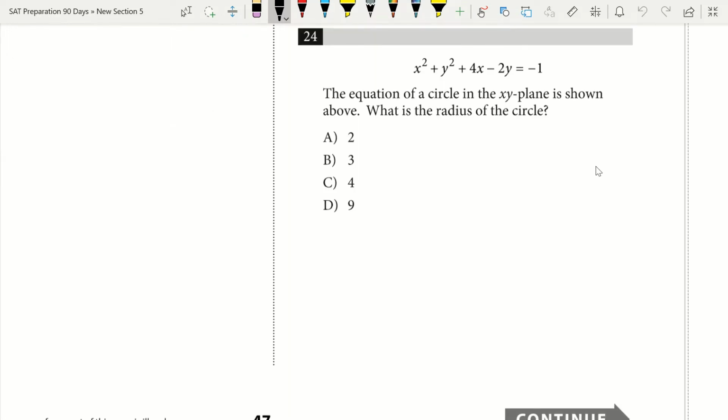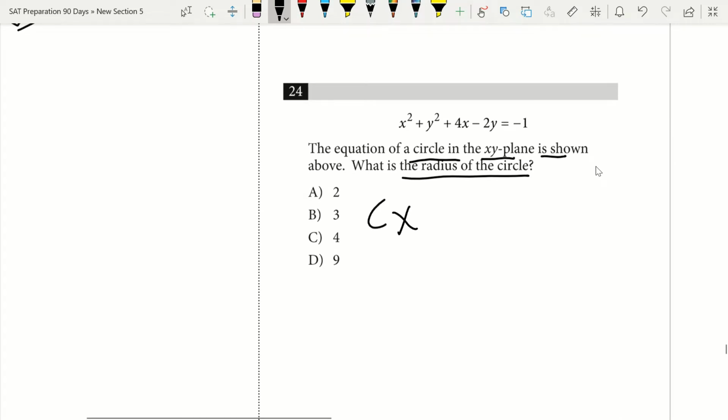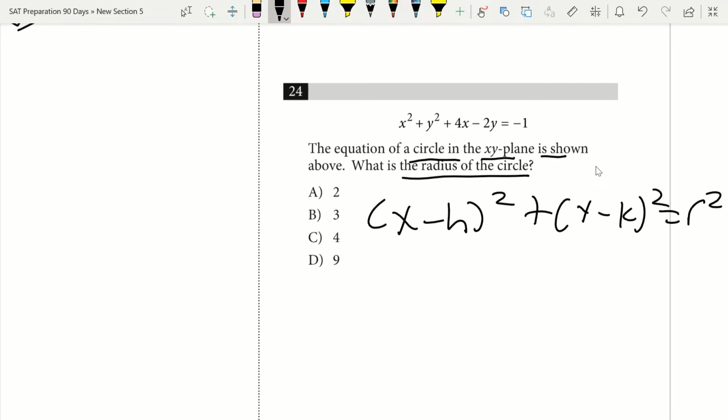Keep it an equation above. We're told the equation of a circle in the xy plane is shown above. What's the radius of the circle? All right, so we know that our equation for a circle is x minus h squared plus y minus k squared equals the radius squared, where our center is (h, k), right?